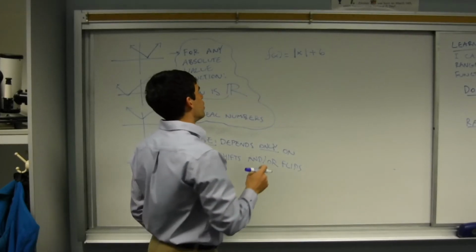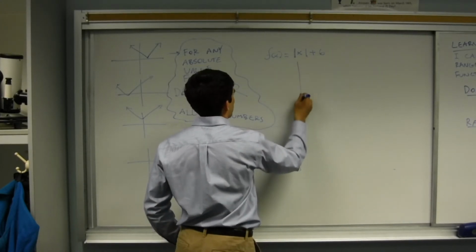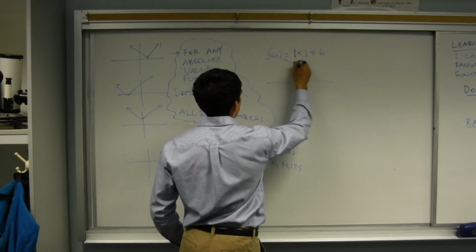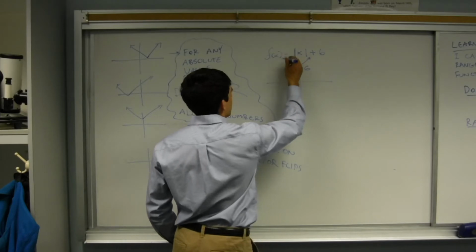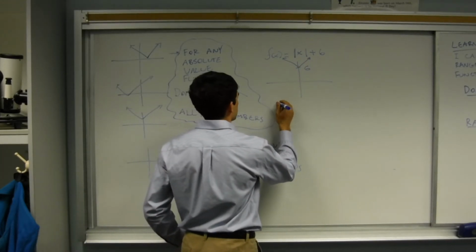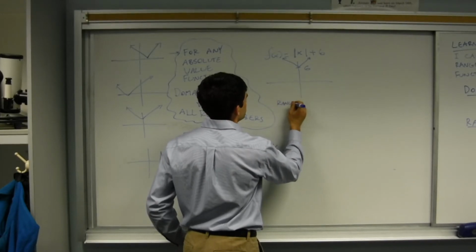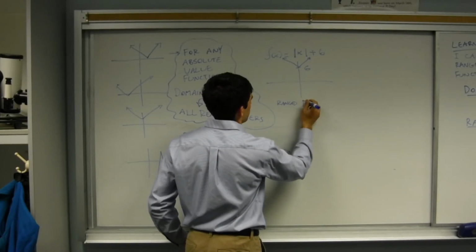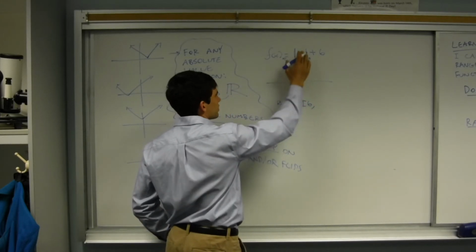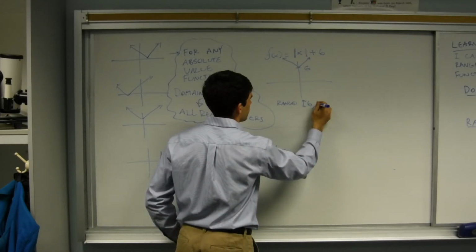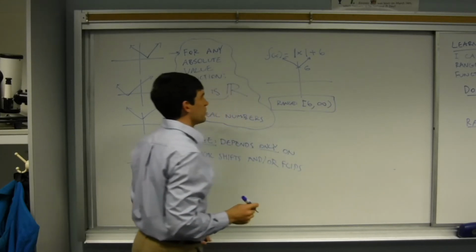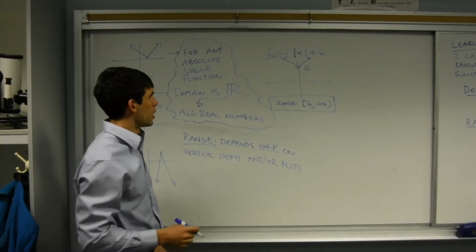So now we have our regular run-of-the-mill absolute value function, but we're shifting it up 6 units. So by looking at our graph, we can see that our lowest possible value is positive 6. And again, going upwards, it stretches into infinity. So our highest possible value is infinity. So that would be the range for this function.